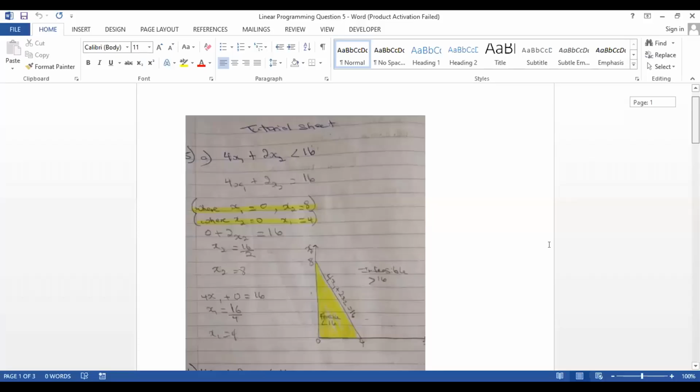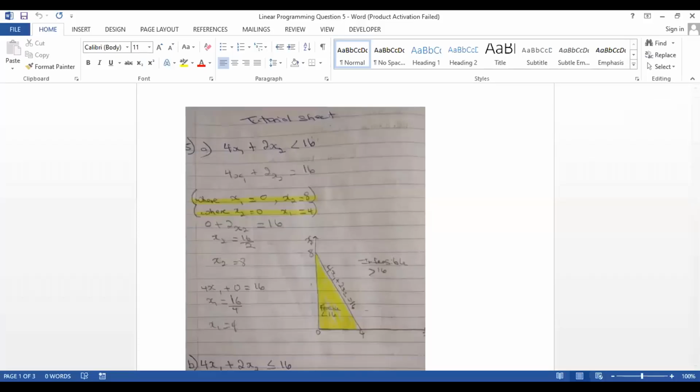Alright, so question 5 on the linear programming. The question says, find the feasible solution points for the following constraints. The first one, A, is 4x1 plus 2x2 is less than 16.